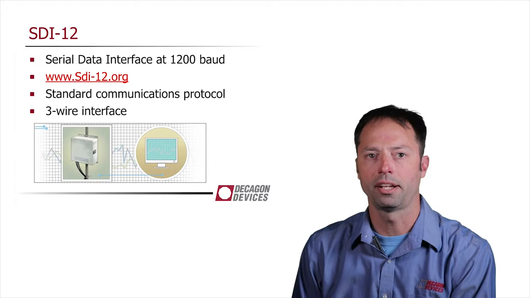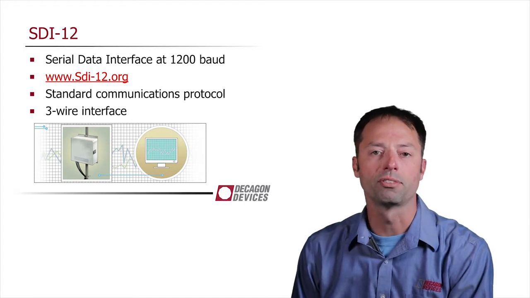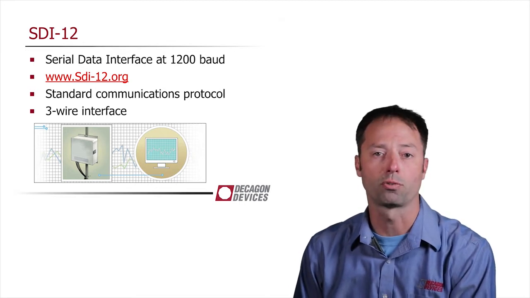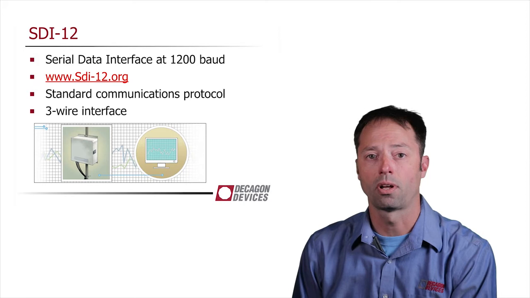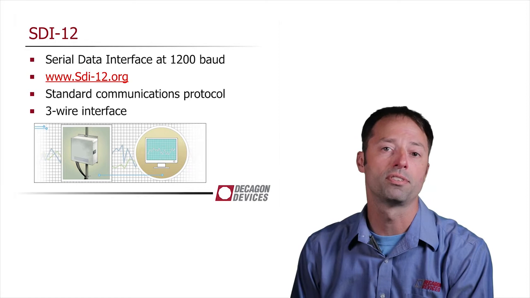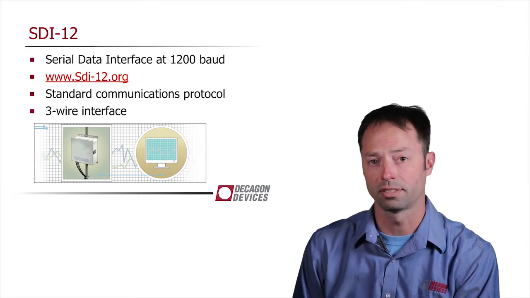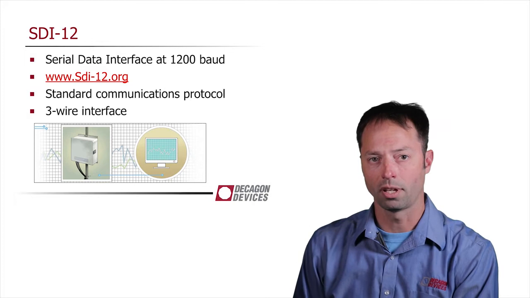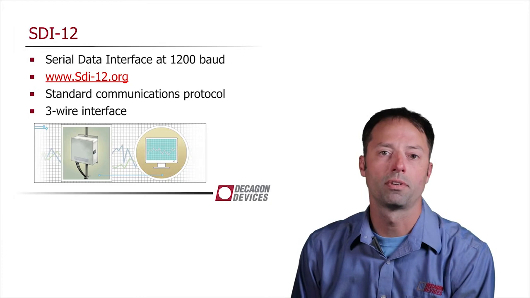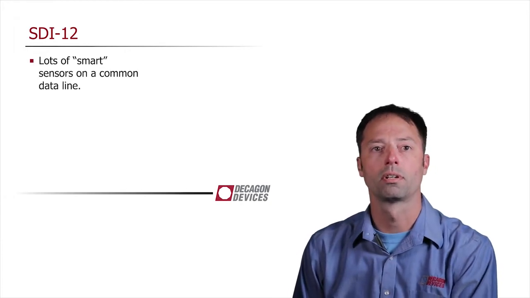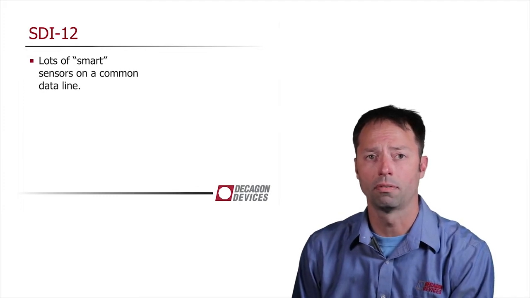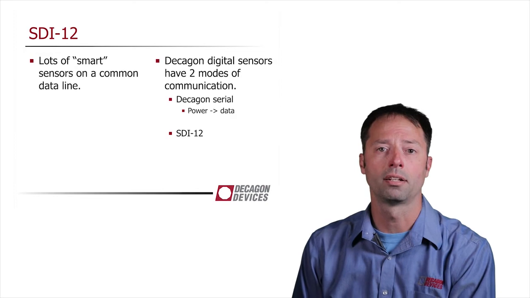SDI-12 stands for Serial Data Interface at 1200 baud. It is a standard protocol. Any SDI-12 compatible device should speak with any other SDI-12 device. You can get the details of the protocol at www.sdi12.org, and I do recommend visiting that site if you're going to use SDI-12 extensively in the future. It's a 3-wire interface, so the basic idea is networking sensors in a very simple, straightforward network. You can boil this down to the fact that it's a lot of smart sensors on a common data line.